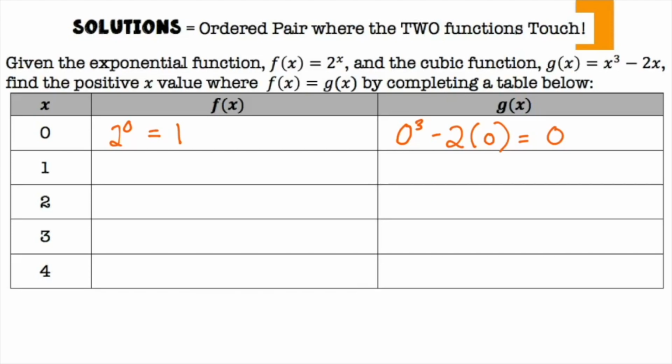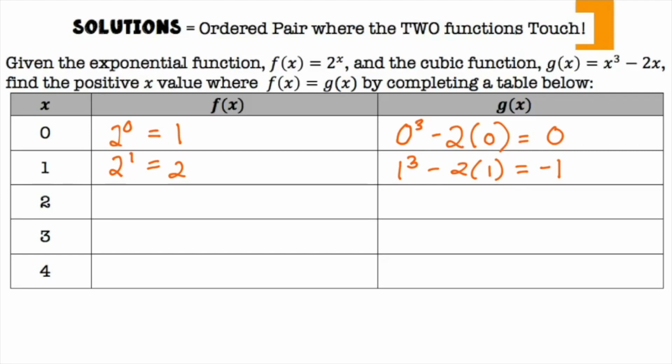So when you plug in number 1 into f of x, 2 to the first power is 2. And then for g of x, 1 to the third power is 1, and 2 times 1 is also 2, so 1 minus 2 is negative 1. And 2 and negative 1 don't match.